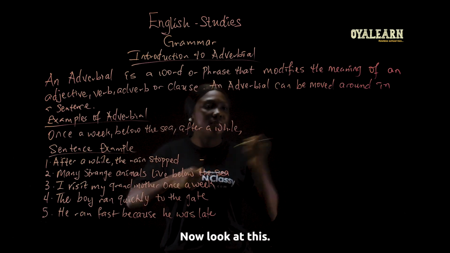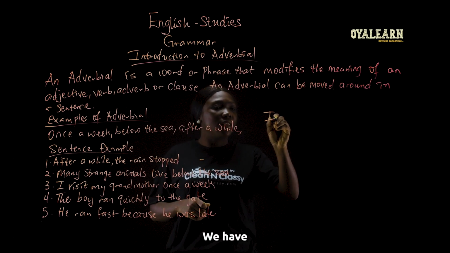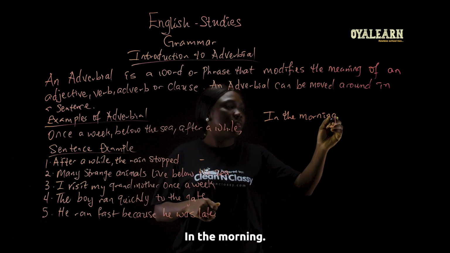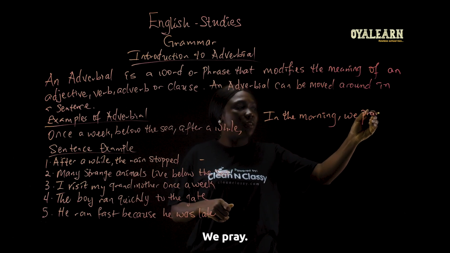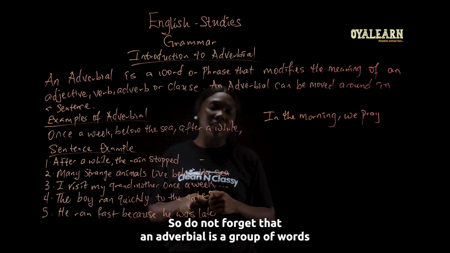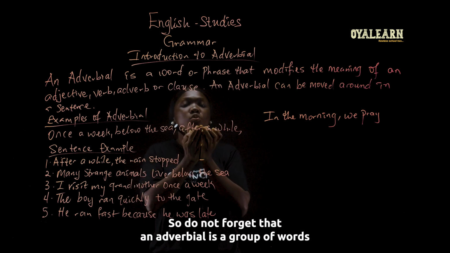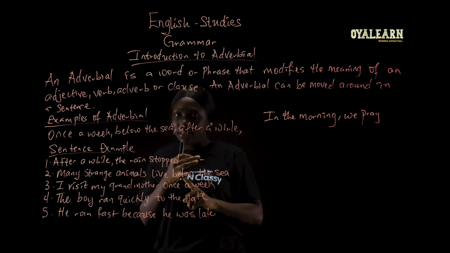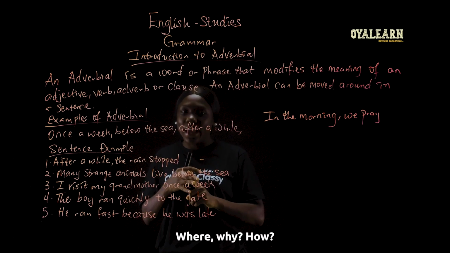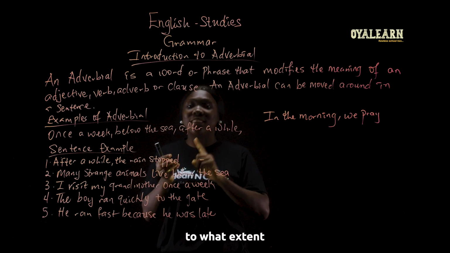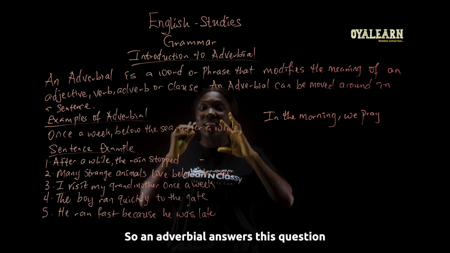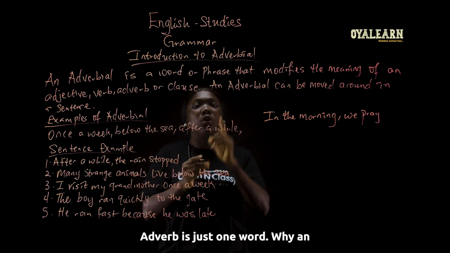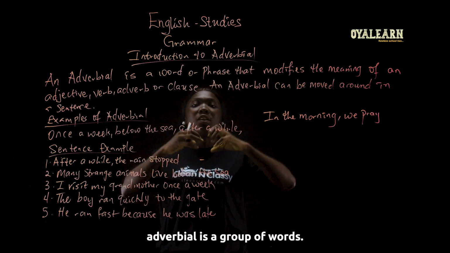Now, like I said earlier, an adverbial can be moved around in a sentence. Look at this. For example, we have: in the morning, we pray. So do not forget that an adverbial is a group of words that also answers the questions when, where, why, how, to what extent. So an adverbial answers these questions, but it's different from an adverb. An adverb is just one word, while an adverbial is a group of words.